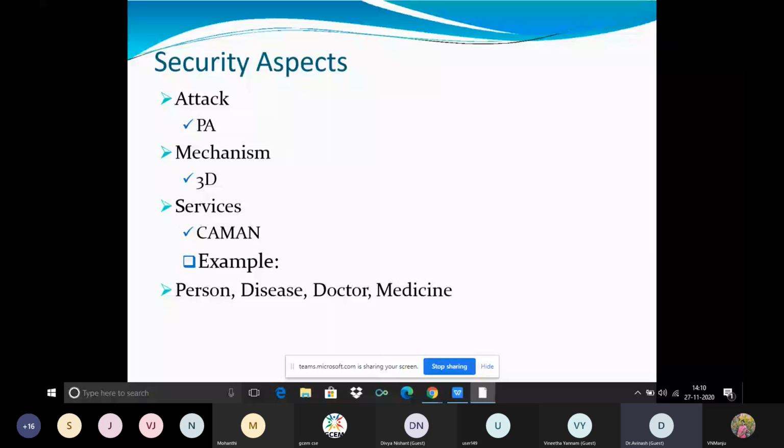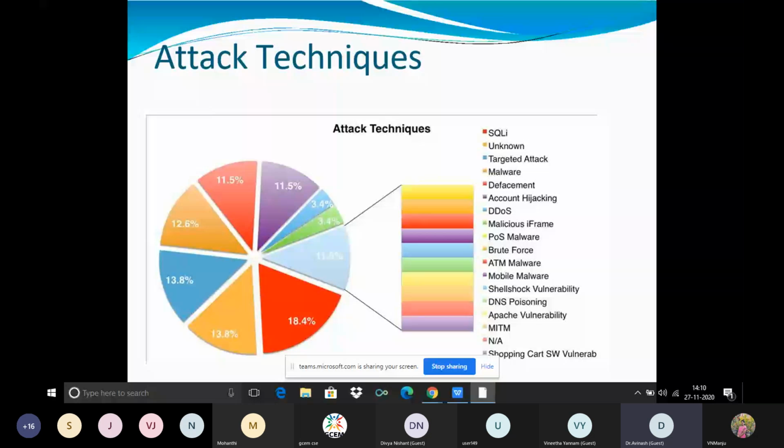So let us talk about the attack techniques. There are different attack techniques which the attackers are using in order to attack our system. This pie chart in front of you explains that there could be different types of attacking techniques. Now the most common one, the first one, is SQL injection. We normally see that SQL injections are the most common type of attack, and it has a share of more than 18.4% in the overall attacks which are happening.